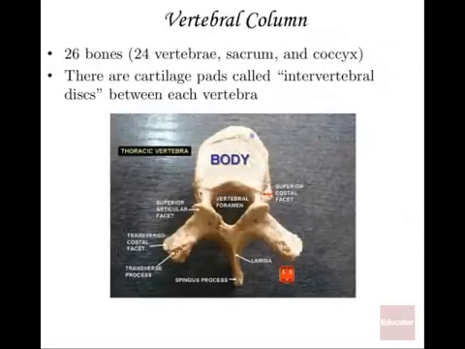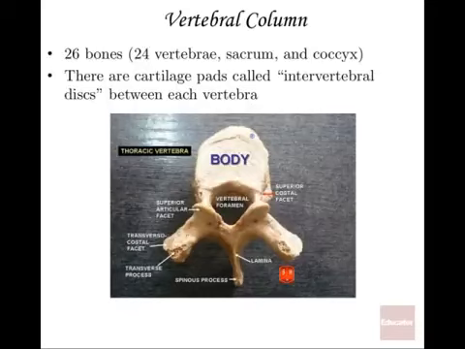The vertebral column, also known as the spine. There are 26 total bones in the average human spine. 24 of them are just typical vertebrae. Vertebra would be singular, vertebrae is plural. And then at the bottom you have the sacrum and the coccyx. There are cartilaginous pads, or cartilage pads, called intervertebral discs between each of the vertebrae. We'll see that a little bit better in future images. Those little pads are not only for cushioning, but it's how these bones are articulating with respect to one another. So every movement you make of your back, there are ever so slight movements of those bones with those cartilaginous pads.